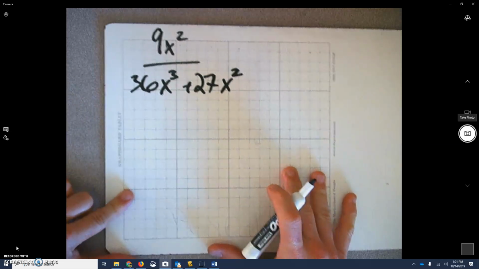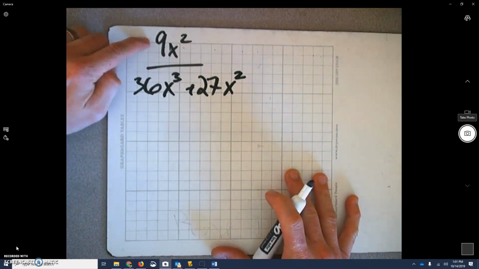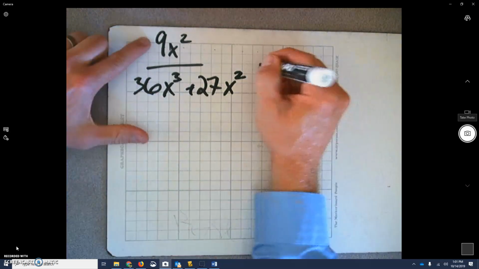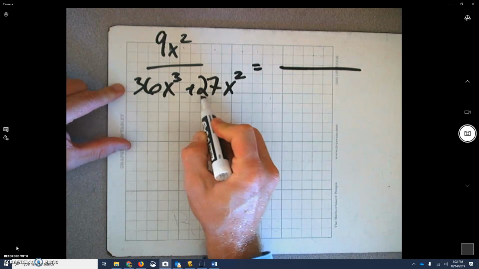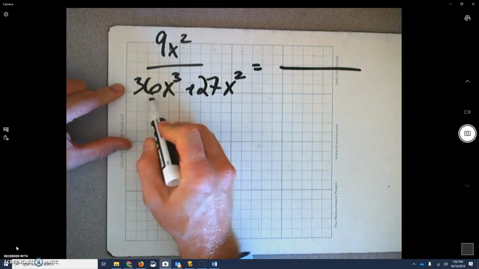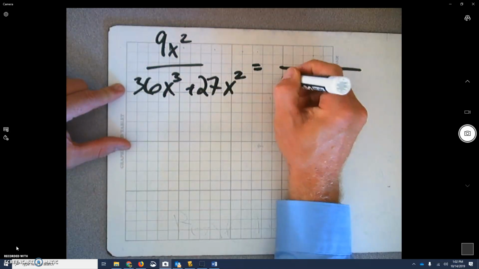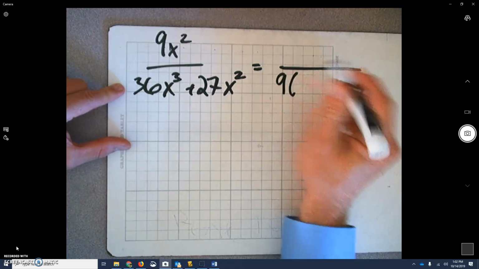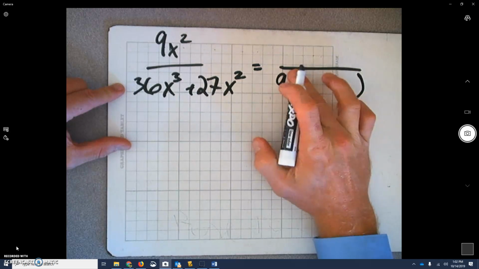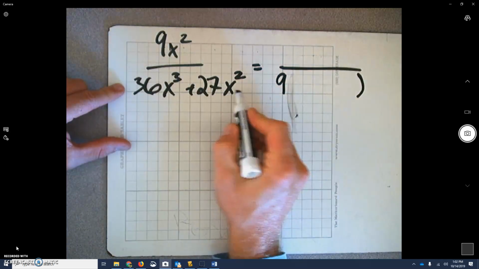All right, so here's the problem. The top is a monomial, so we can't factor that, at least immediately. The bottom, we can factor out of here. So we have 36 and 27. The greatest common factor of 36 and 27 is 9. Actually, I'm going to go one step further. We can also pull an x squared out.